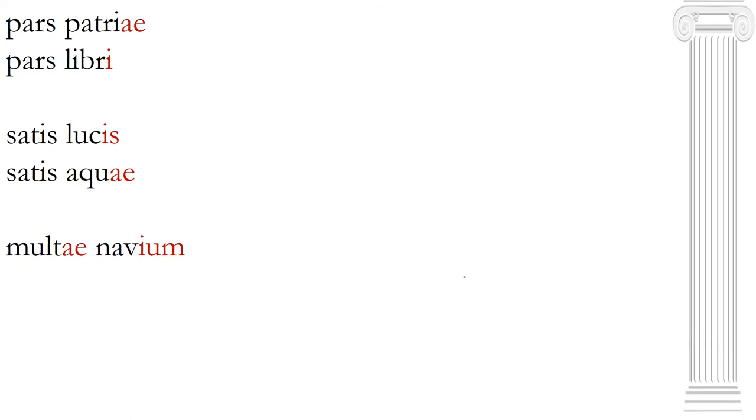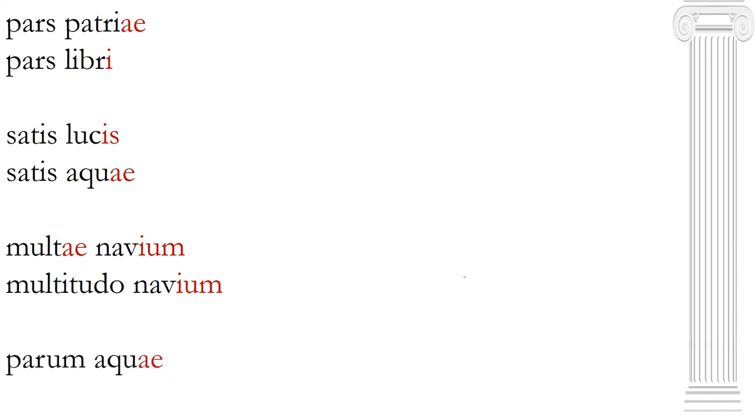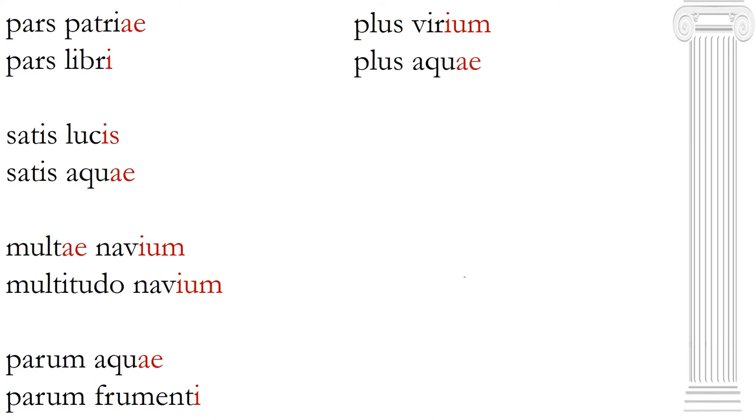Multi navium, okay, many of the ships. Multitudo navium, a multitude of ships. Parum aquae, part of the water, or not enough water, actually. Parum frumenti, not enough grain. Plus virium, more men. Plus aquae, more water, or more of the water. Plus auxilii, more help.